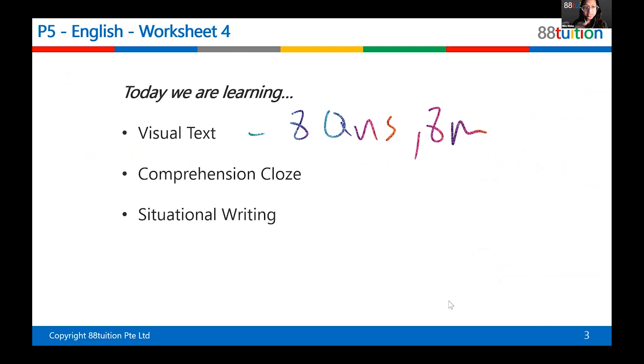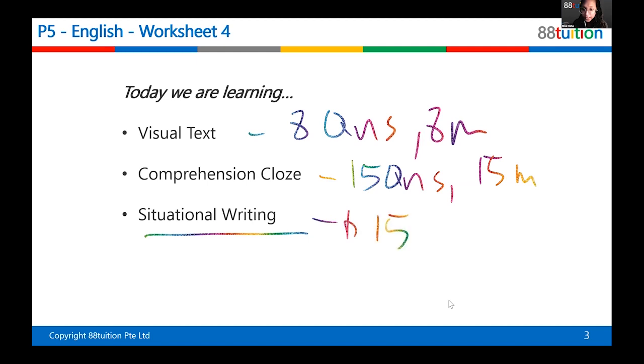Comprehension cloze is a passage with a lot of blanks. That's 15 questions, it's 15 marks. Situational writing is part of paper 1 or paper 2. It's the writing section. It is 15 marks. And later I'll tell you how it marks you for situational writing, okay? So for today, we're going to focus on teaching you some techniques for visual text.